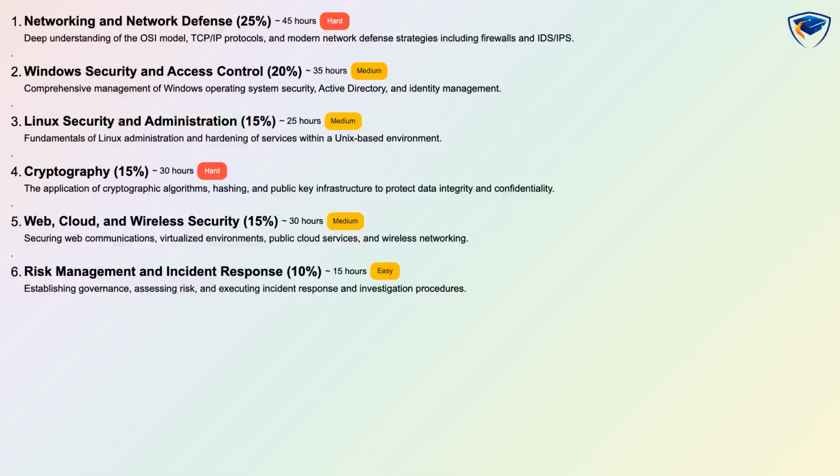Overview of the GSEC domains and weights. Networking and network defense is 25%. Windows security and access control is 20%. Linux security and administration is 15%. Cryptography is 15%. Web, cloud, and wireless security is 15%. And risk management and incident response is 10%. The exam combines hands-on and scenario-based assessments with conceptual questions, so you should balance theory and practical labs.